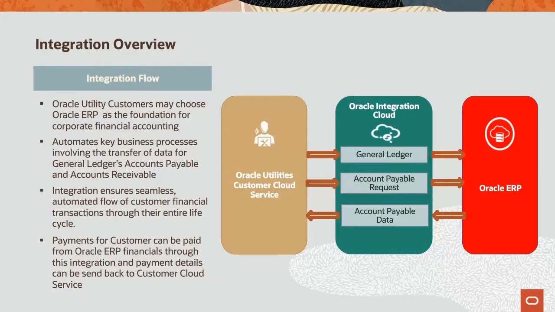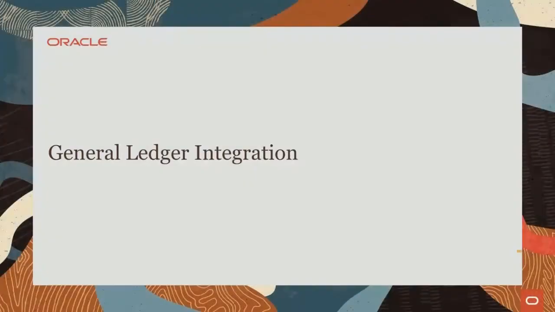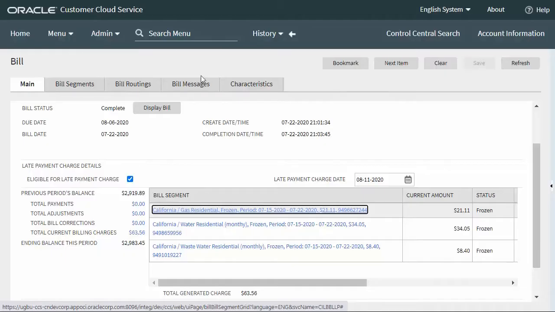Welcome to the demo of integration between Oracle Utility Customer Cloud and Oracle Financial Cloud. This integration covers sending general ledger transactions from Oracle Utility Customer Cloud to Oracle Cloud Financials, sending AP requests from Oracle Utility Customer Cloud to Oracle Cloud Financials, and sending status and details of AP payment from Oracle Cloud Financials to Oracle Customer Cloud. We start from general ledger integration.